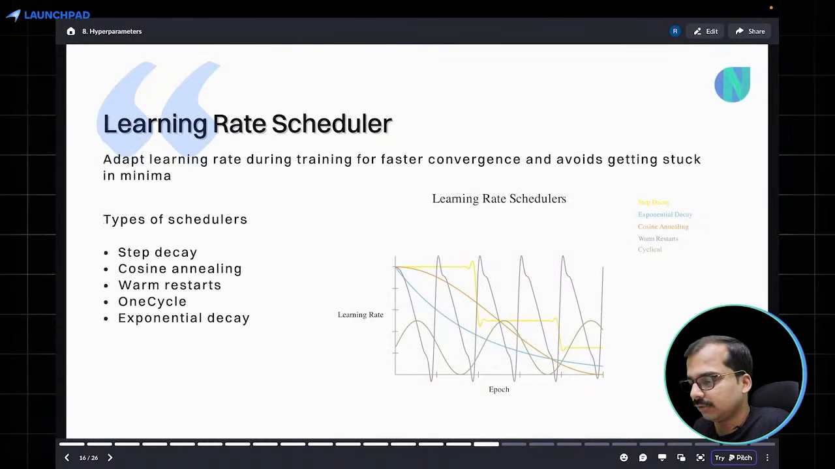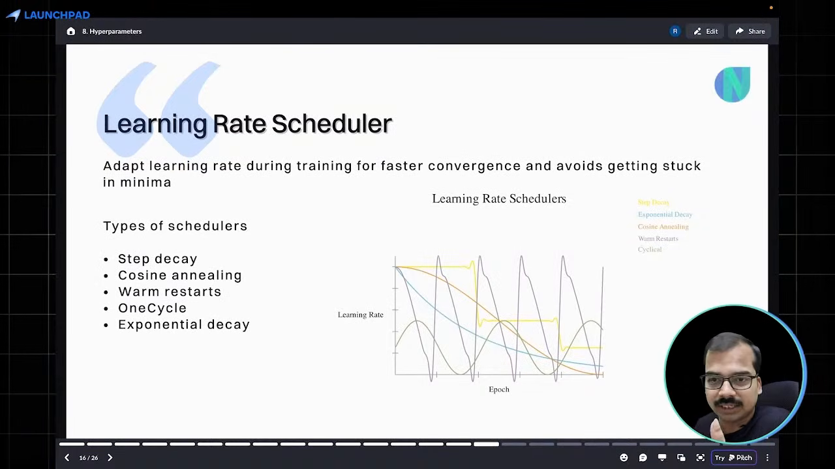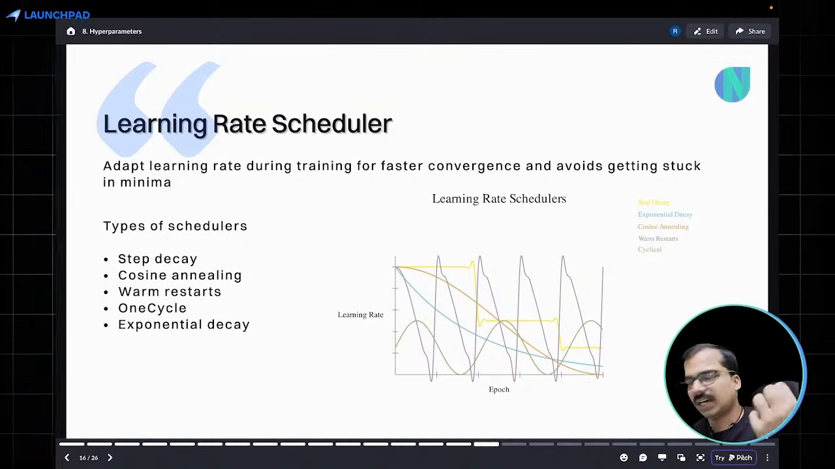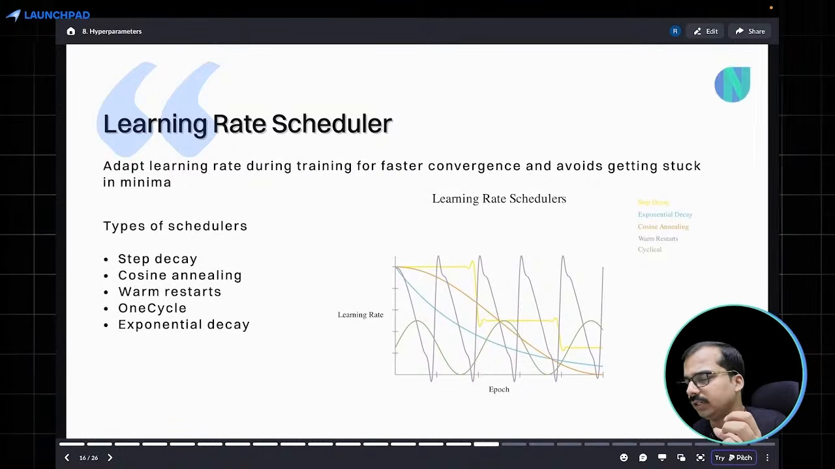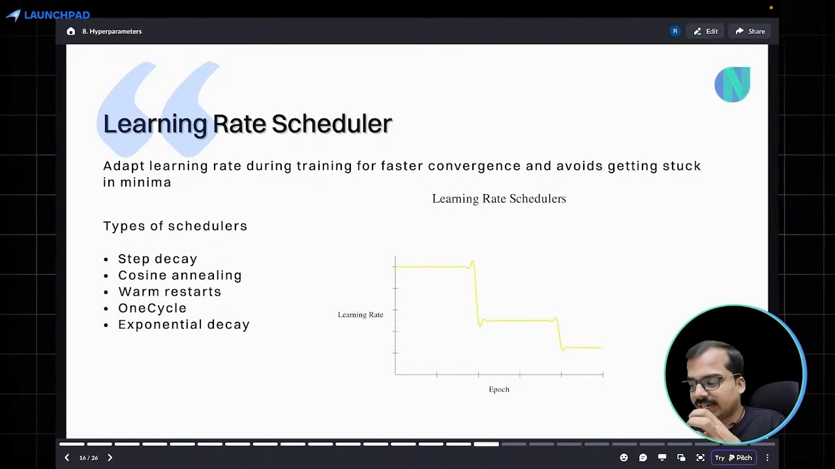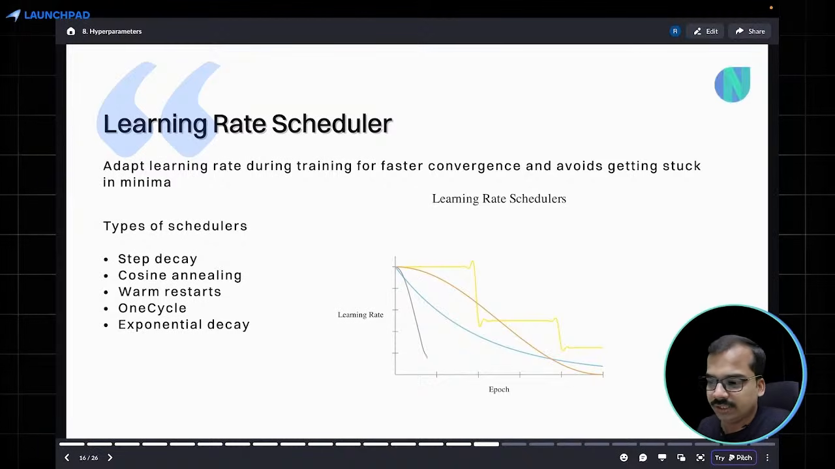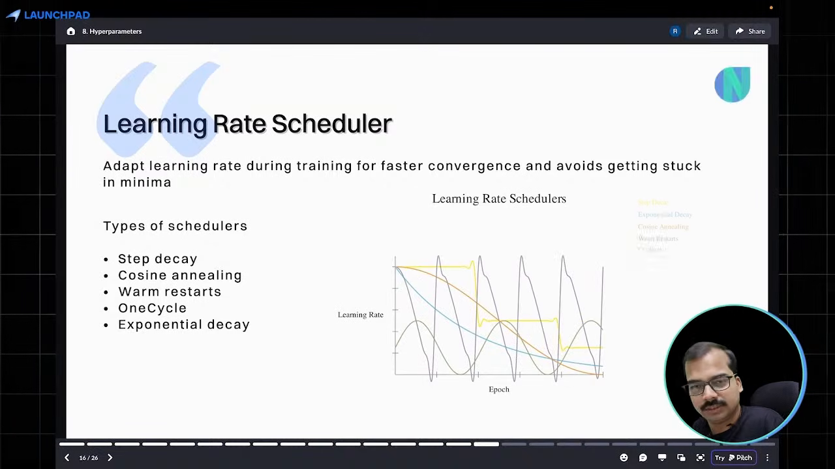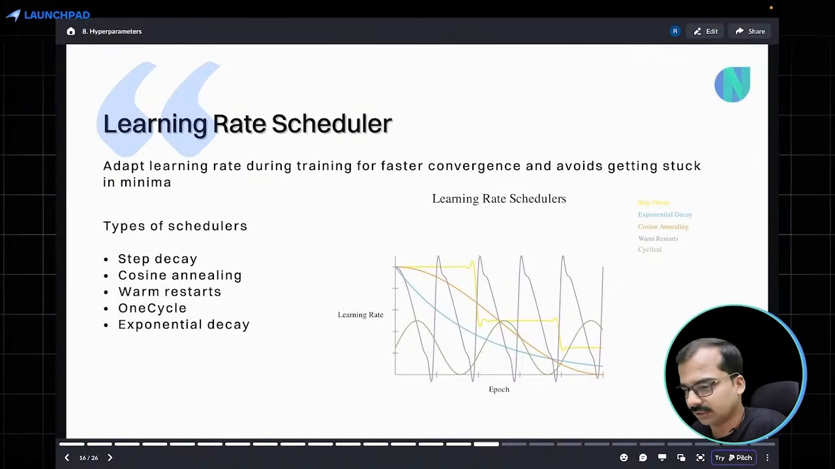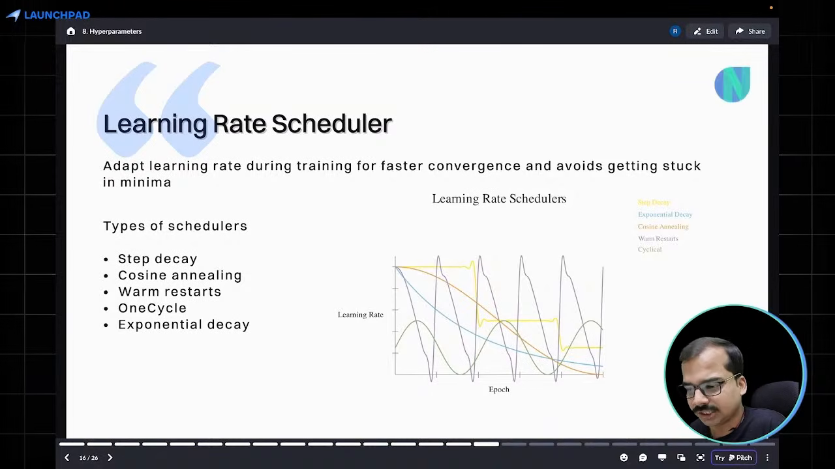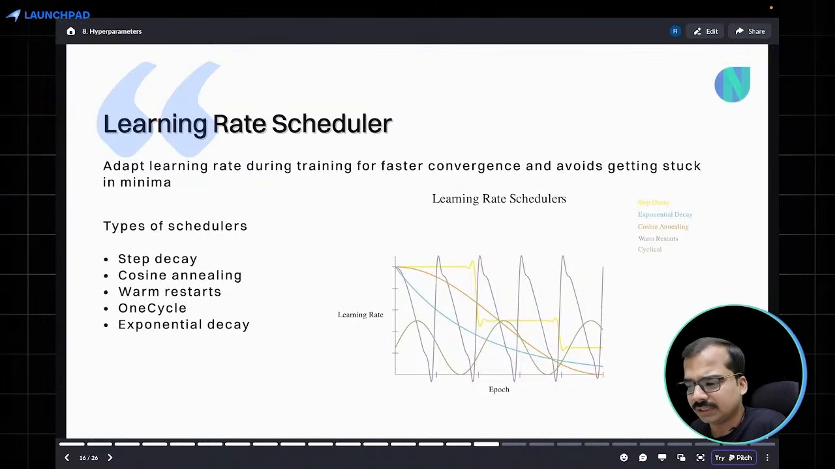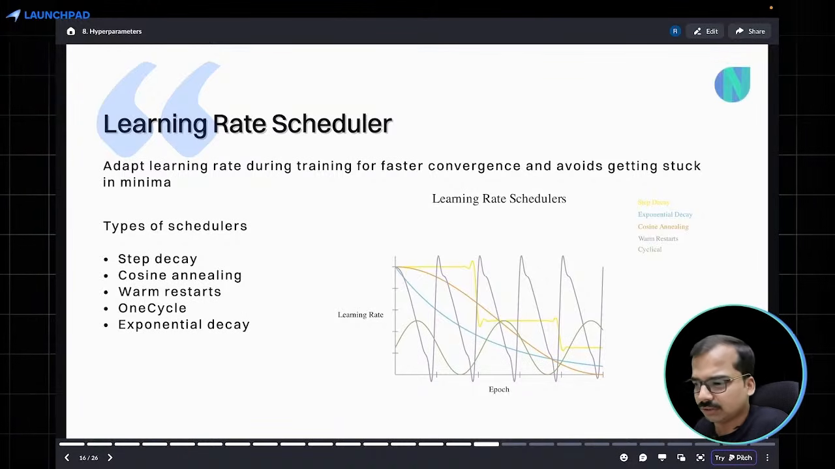Learning rate scheduler. If you remember, during the early phases of your training, when you are very far from your local minima, what you will try to do is have larger updates. But when you are closer to the local minima, you will try to have smaller updates, right? So that's what this adapting of learning rate during the training is for: faster convergence and avoiding getting stuck when the local minima comes into picture. There are various types of learning rate schedulers: step decay, cosine annealing, warm restarts, one cycle, exponential decay. So there are various versions of these learning rates.